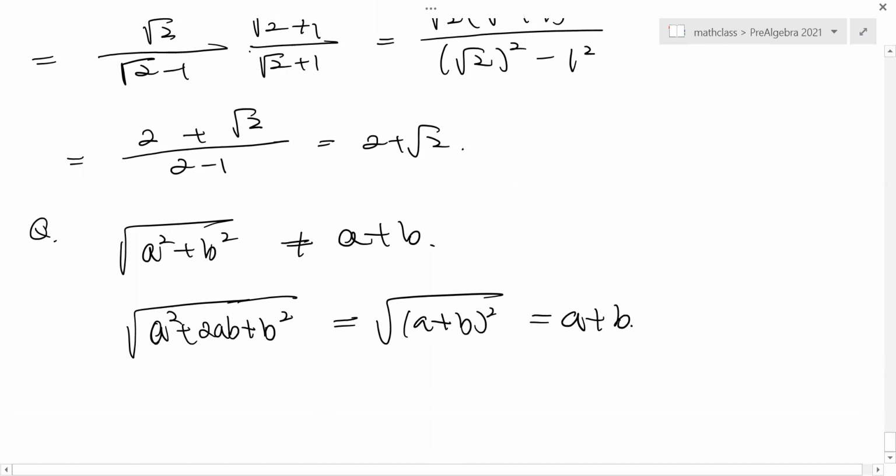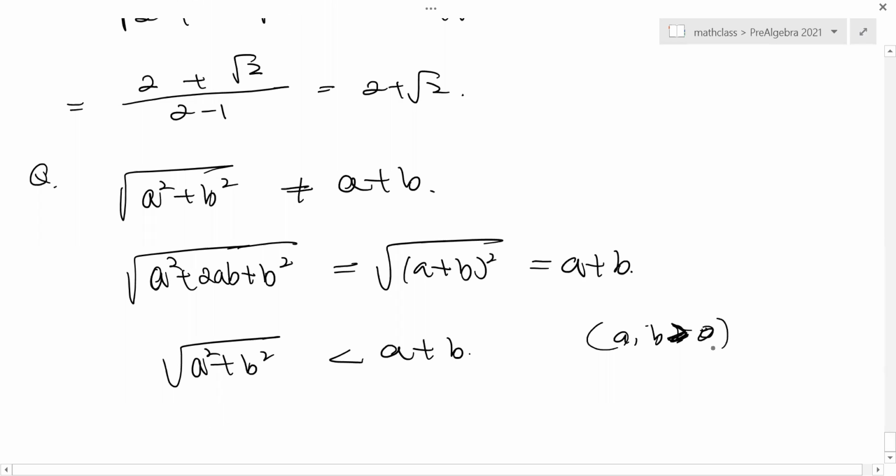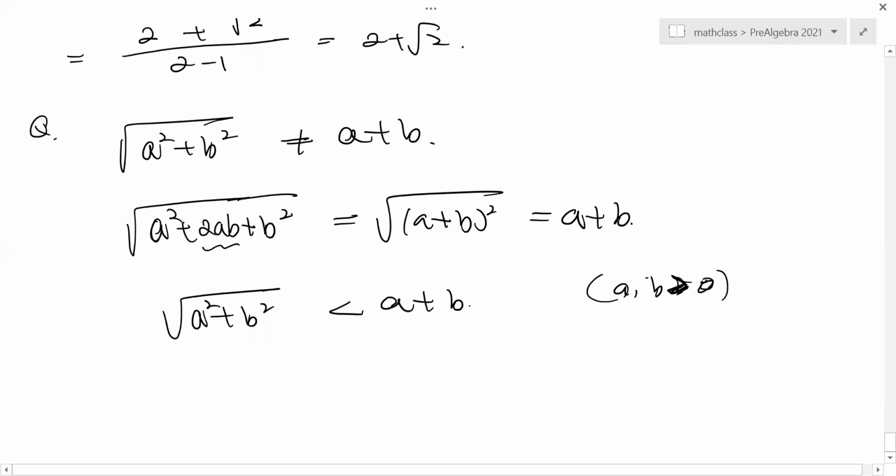Okay, so which number is larger if you compare? I think the square root of a squared plus b squared is less than a plus b, right? Of course, here a and b are positive, or non-negative. Otherwise they're equal. So we assume that a and b are positive. So then you have that. The reason is this term is missing on the left-hand side. So that's why you get a smaller number. So they're not equal. The common mistake students make is this.